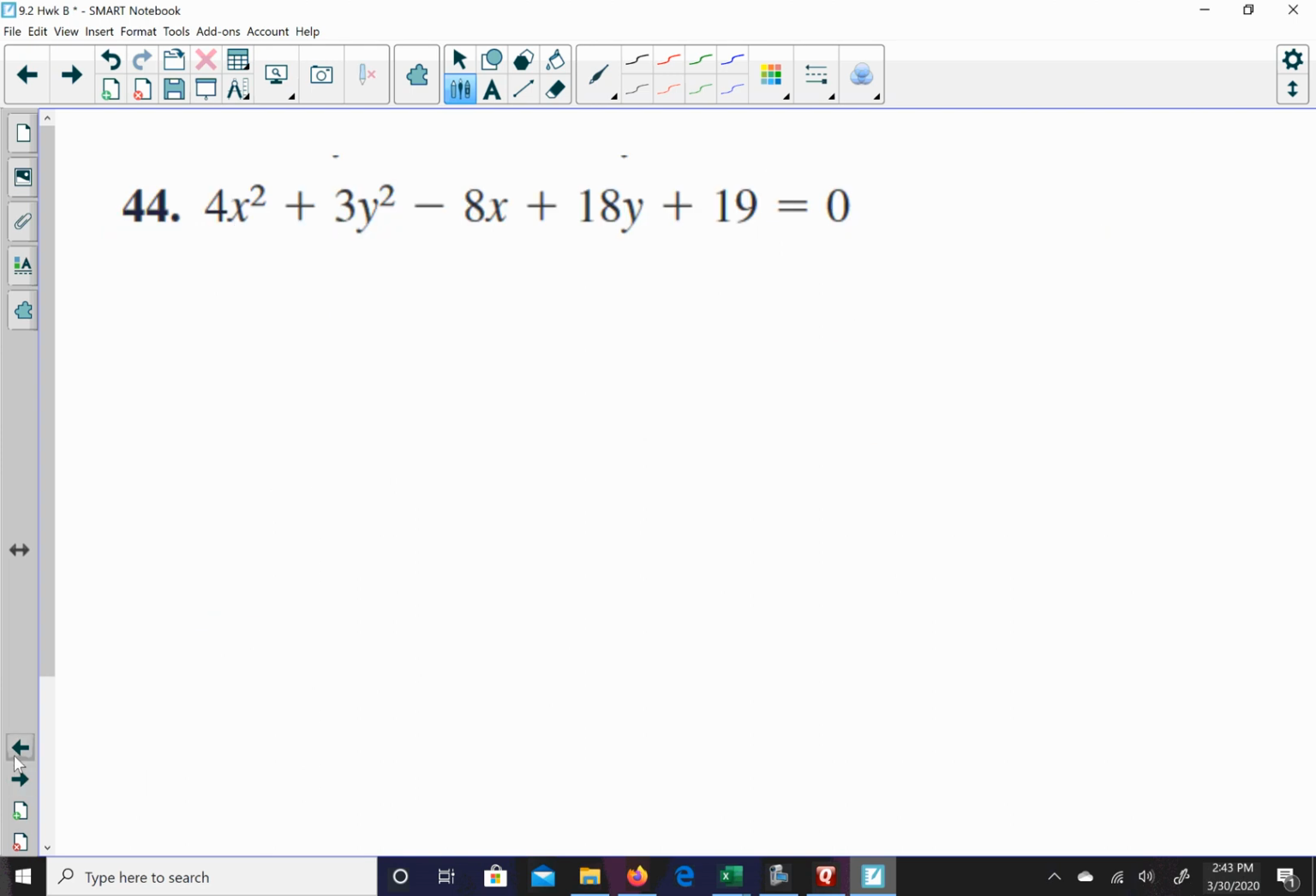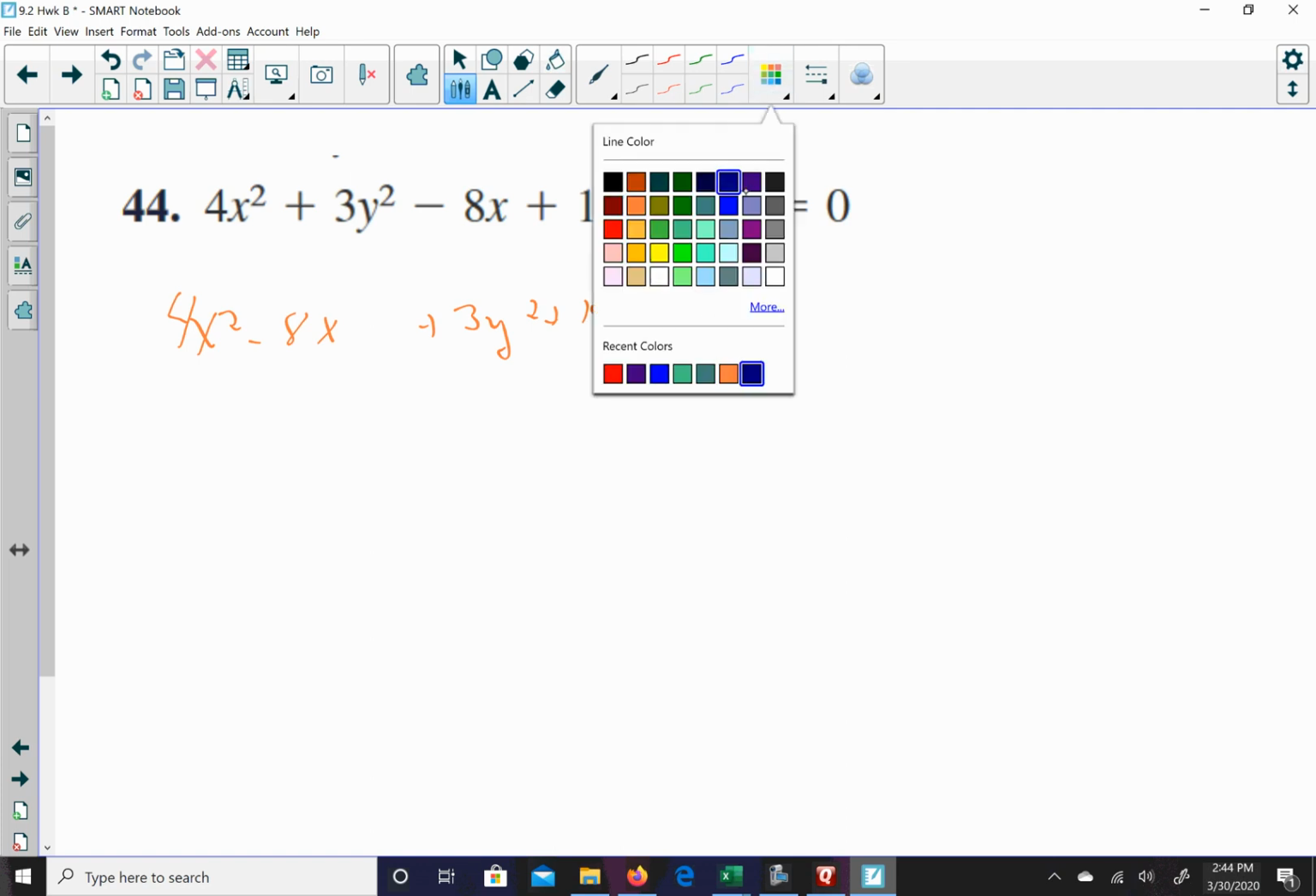44. It wants me to find the eccentricity as well. So I have to complete the square to put it in standard form so I can identify my A and my B so I can find my C. So I'm going to say 4x squared minus 8x, putting all my x's together, plus 3y squared plus 18y, taking the 19 over the other side to get it out of the way for right now.